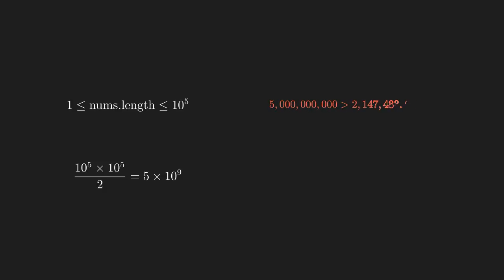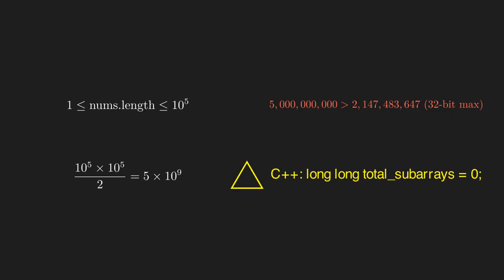Before concluding, let's consider a critical constraint. The array length can be up to 100,000. If the entire array is filled with zeros, the total number of subarrays would be approximately 10 to the power of 10, divided by 2. This value, around 5 billion, exceeds the maximum limit of a standard 32-bit signed integer. While Python handles arbitrarily large integers automatically, in languages like C++ or Java, you must declare total_subarrays as a 64-bit integer, like long, to prevent overflow errors.